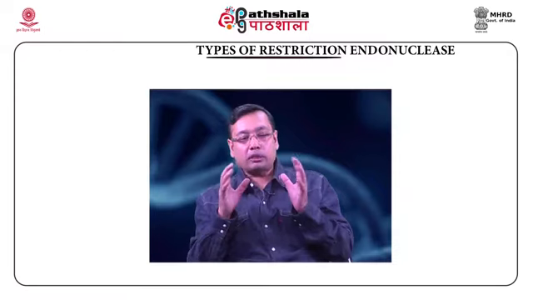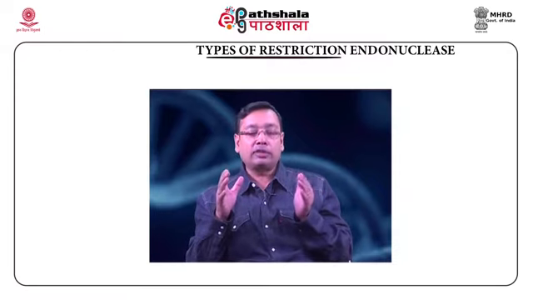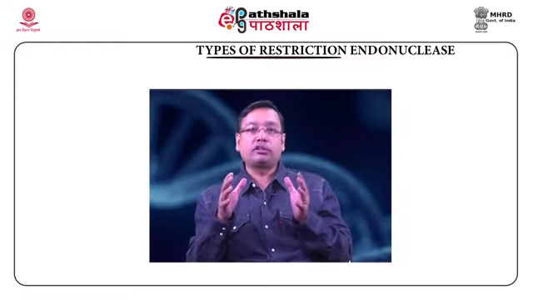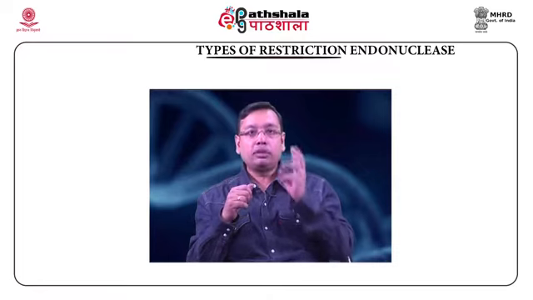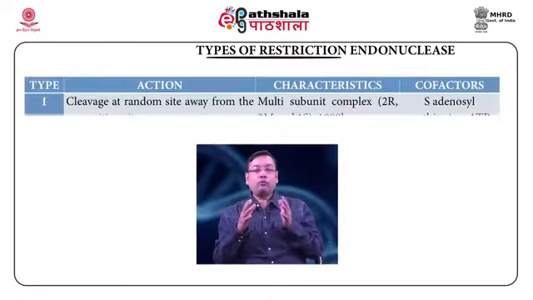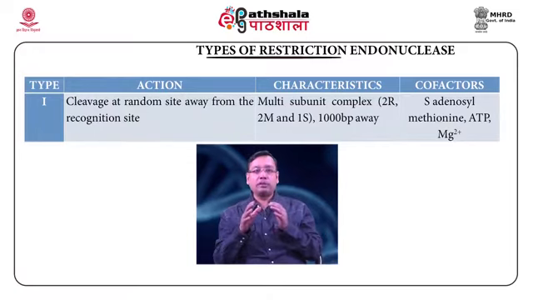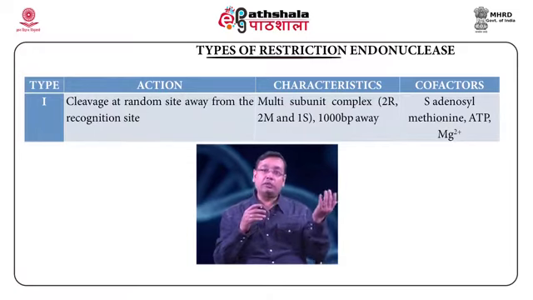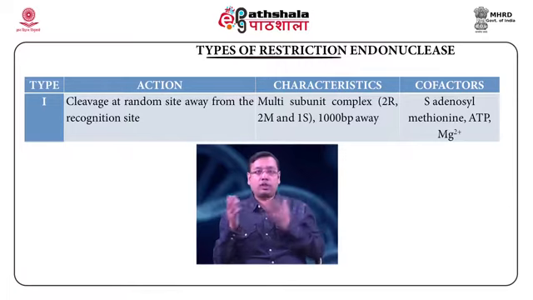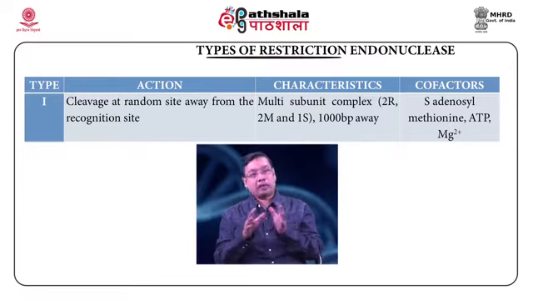Now come to the point: what are the types of restriction endonuclease? Here you can see there are different types: type 1, type 2, type 3 and type 4. Type 1 cleaves at random sites, which can be 1000 base pairs away, upstream or downstream. So this type 1 restriction enzyme is not very specific, and it has characteristics such as a multiple subunit complex, and different cofactors such as S-adenosyl methionine, different salt ions, as well as ATP.